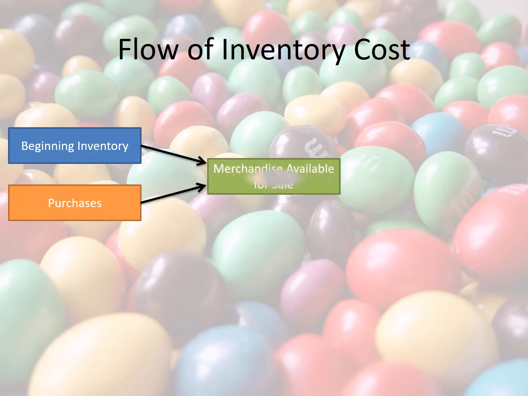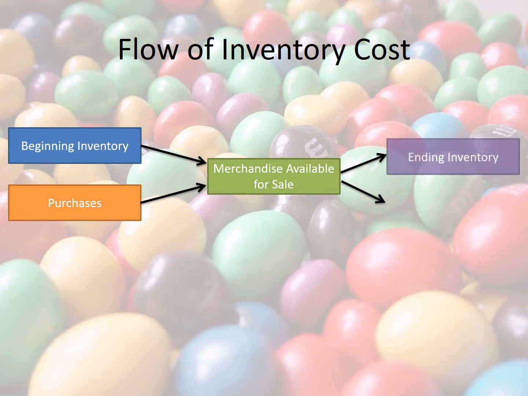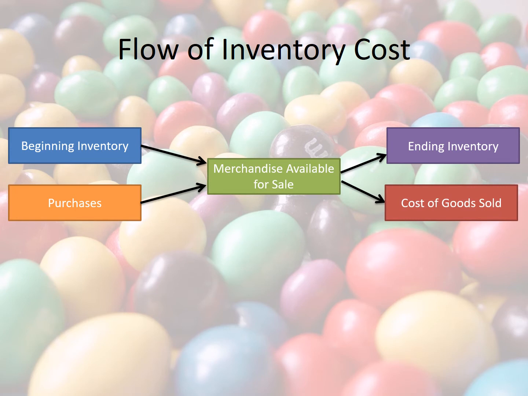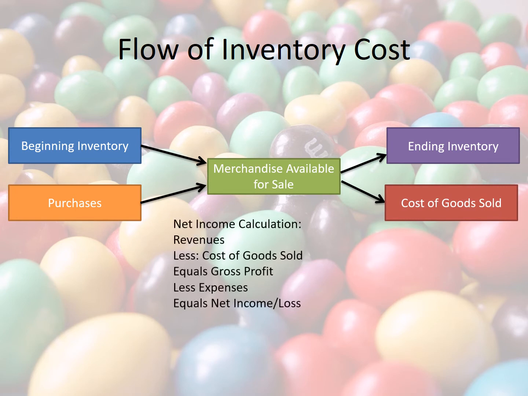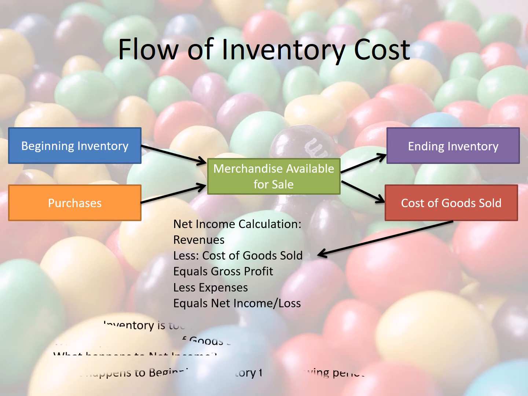If we never sold anything, this is the amount of merchandise we have for sale. If we're terrible at our job, this is what we have. Since we're not, that merchandise becomes one of two things: either it sticks around because we don't sell it, or it turns into cost of goods sold. That cost of goods sold piece is rather important because, as you can see, it impacts quite a number of things. Reminding yourself about that net income calculation, revenues minus your cost of goods sold gives you gross profit, take your expenses, and you get net income.